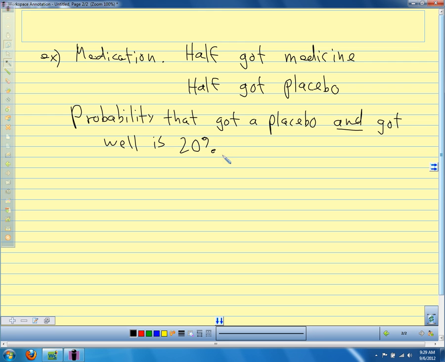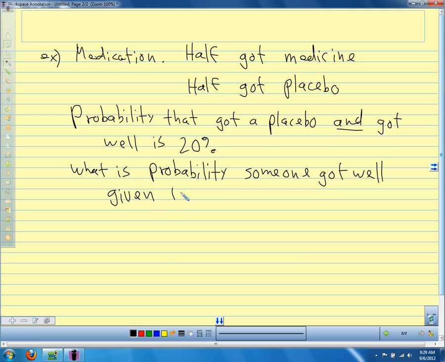We want the probability, what is the probability that someone got well given that they got the placebo? So we know that half got medicine, half got the placebo, and we know from the study that out of all the people, everybody that took the study, 20% of them got the placebo and got well.